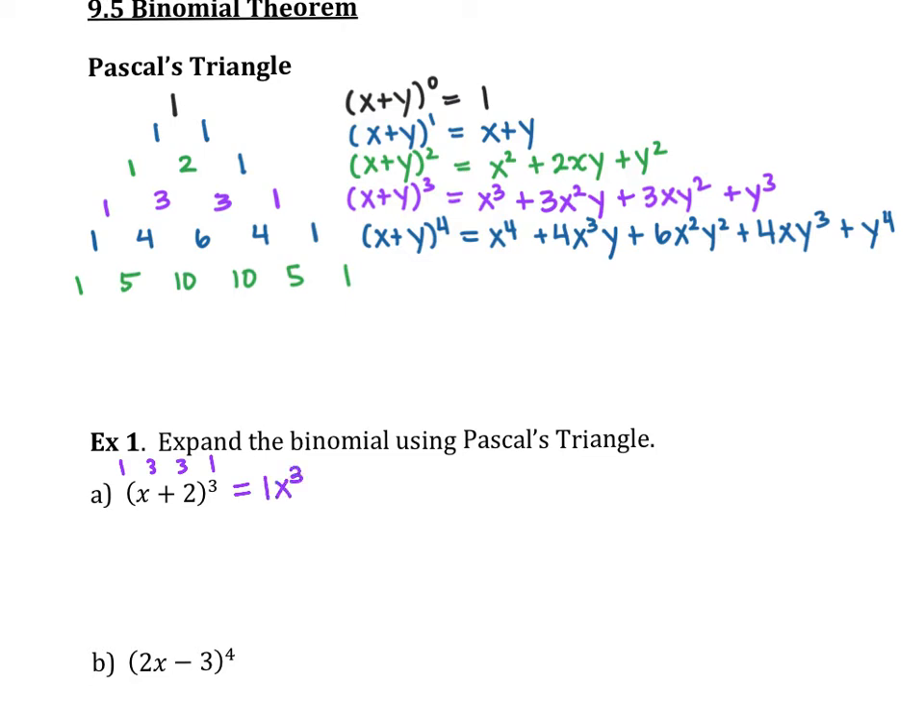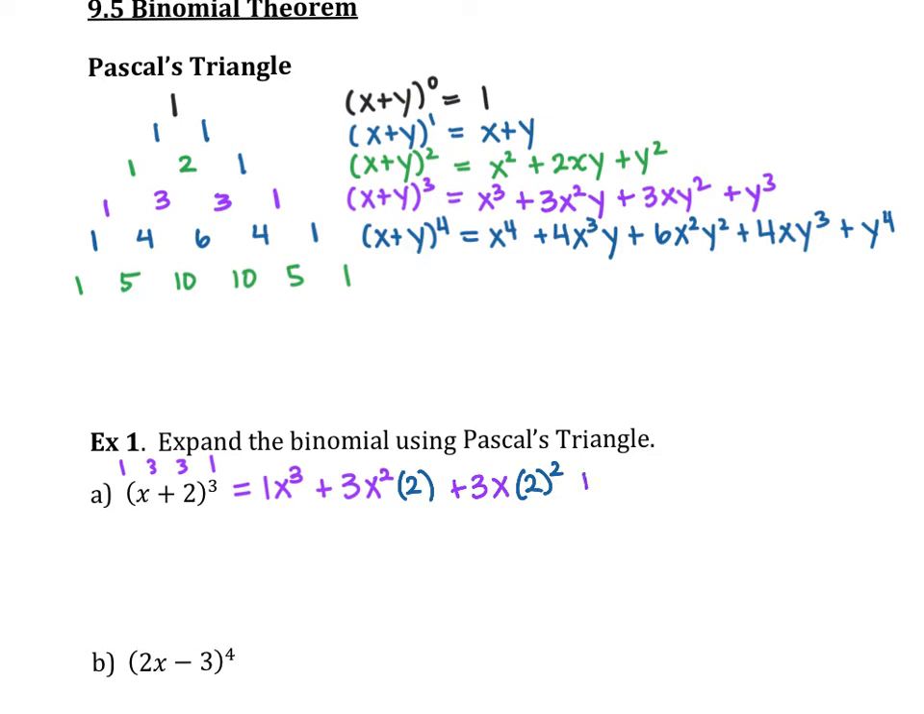Okay, for the next term, let's see, it's going to have a 3. The x is going to go down a degree. And then the second term, which was y before but is now 2, is going to go up a degree. So now the 2 gets introduced. Okay, 1, 3, next coefficient should be 3. The x is going to go down a degree. The 2 is going to go up a degree.